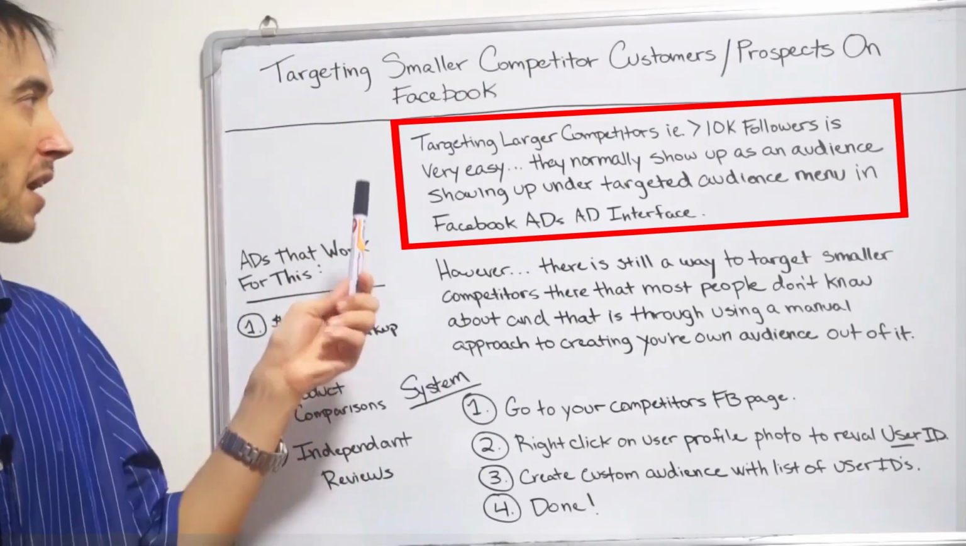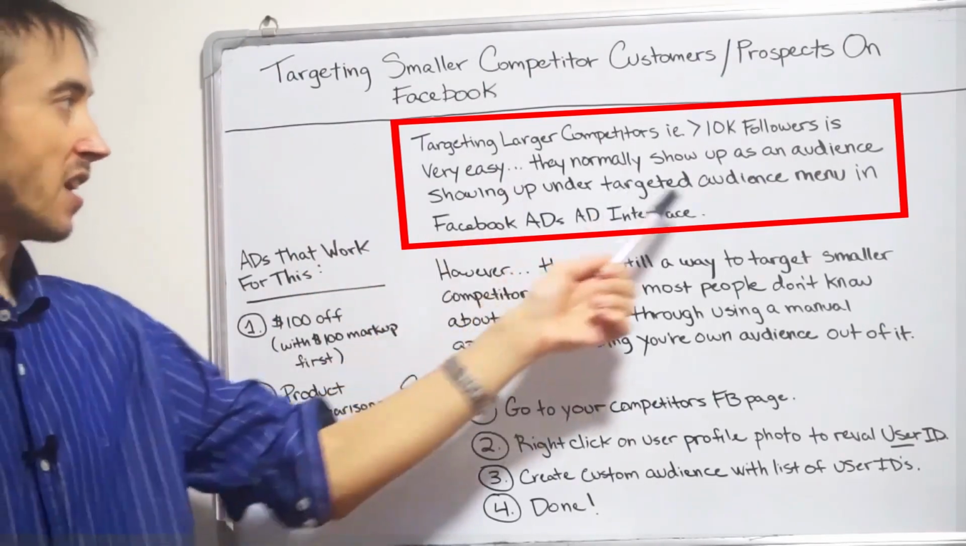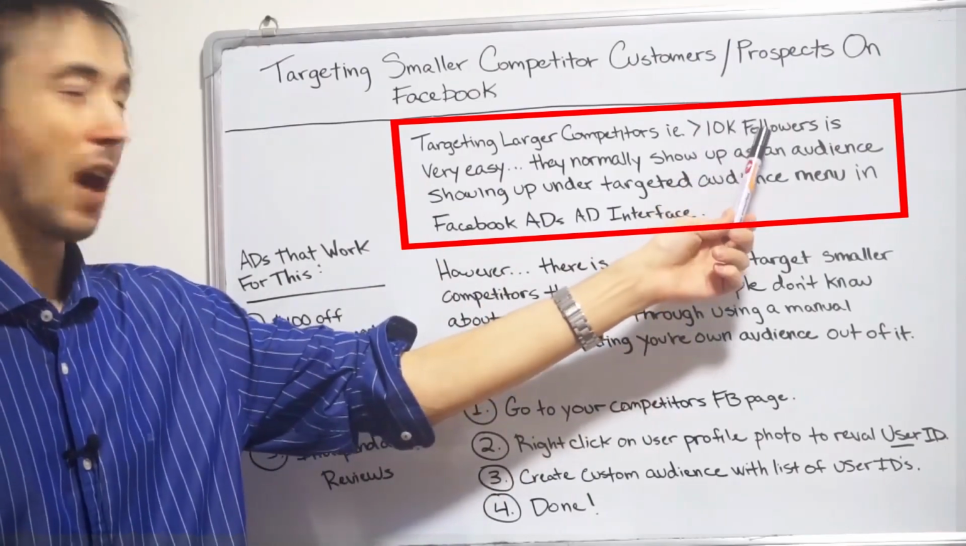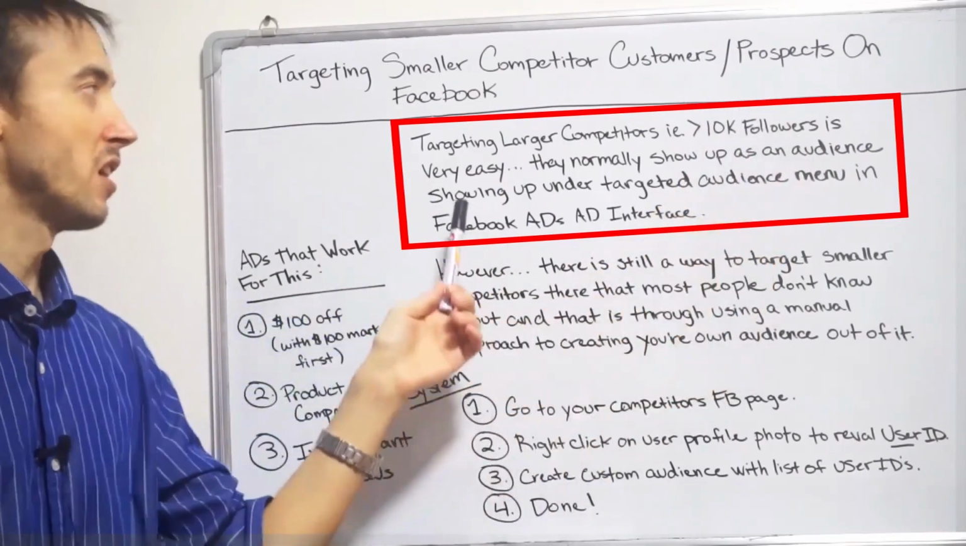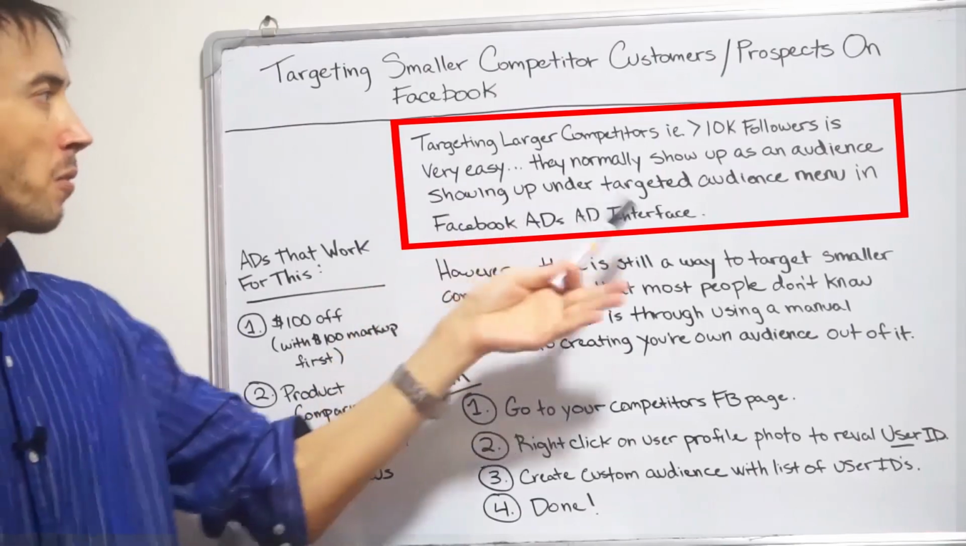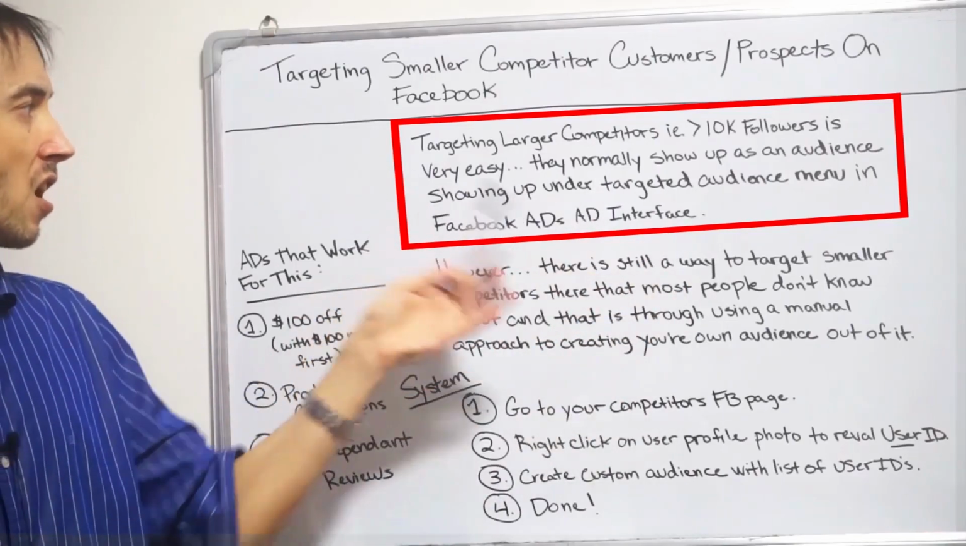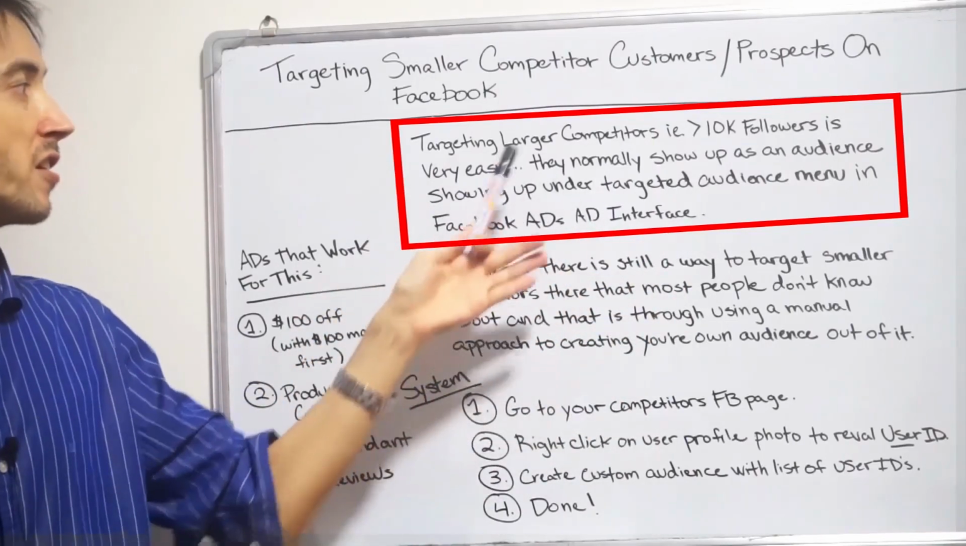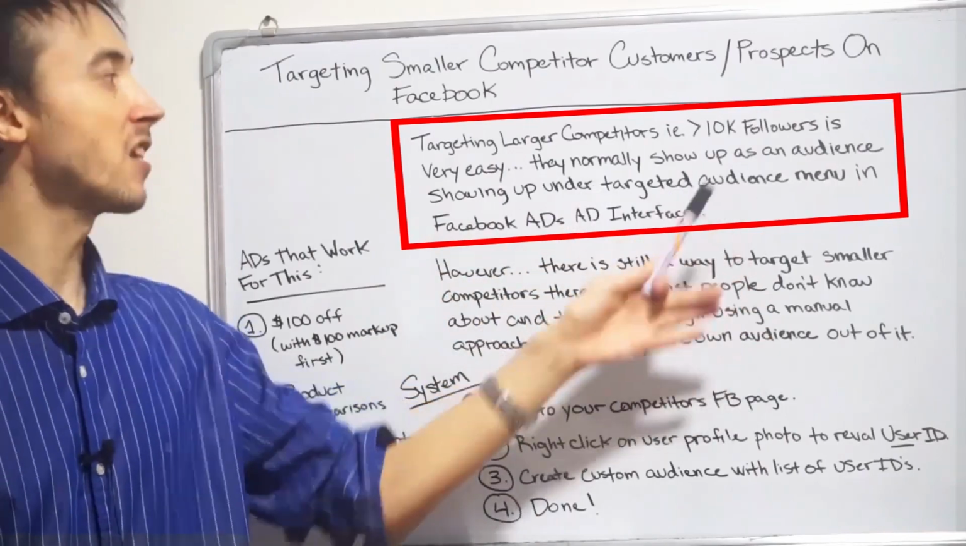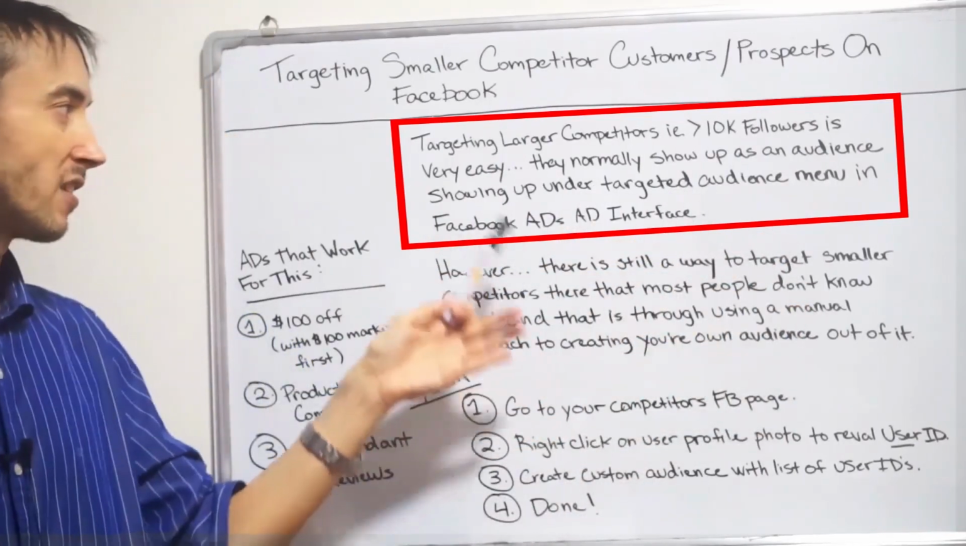So anyway, targeting larger competitors, i.e. competitors that have at least 10,000 followers, is very easy. They normally show up as an audience under the targeted audience menu in the Facebook ads interface.